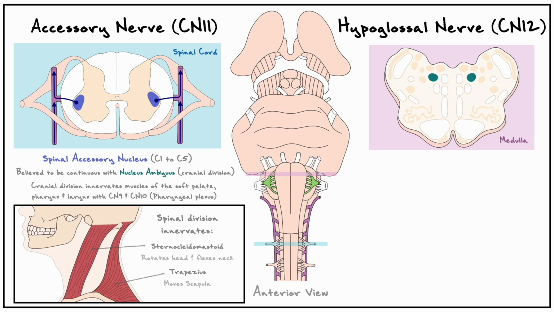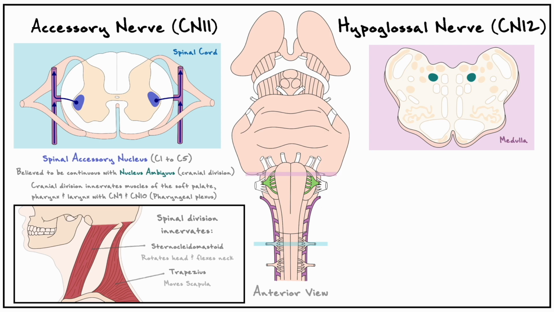The cranial division of the accessory nerve, coming from the nucleus ambiguus, runs in parallel with the spinal division for a brief period of time, but then shortly after, it separates to innervate some muscles of the soft palate, pharynx, and larynx with cranial nerves 9 and 10. This grouping of nerves, including cranial nerves 9, 10, and the cranial division of cranial nerve 11, is also known as the pharyngeal plexus. Now, because the core function of the cranial division is somewhat also attributable to the vagus nerve, the accessory nerve is most memorable for its spinal division that activates the sternocleidomastoid and trapezius muscles.